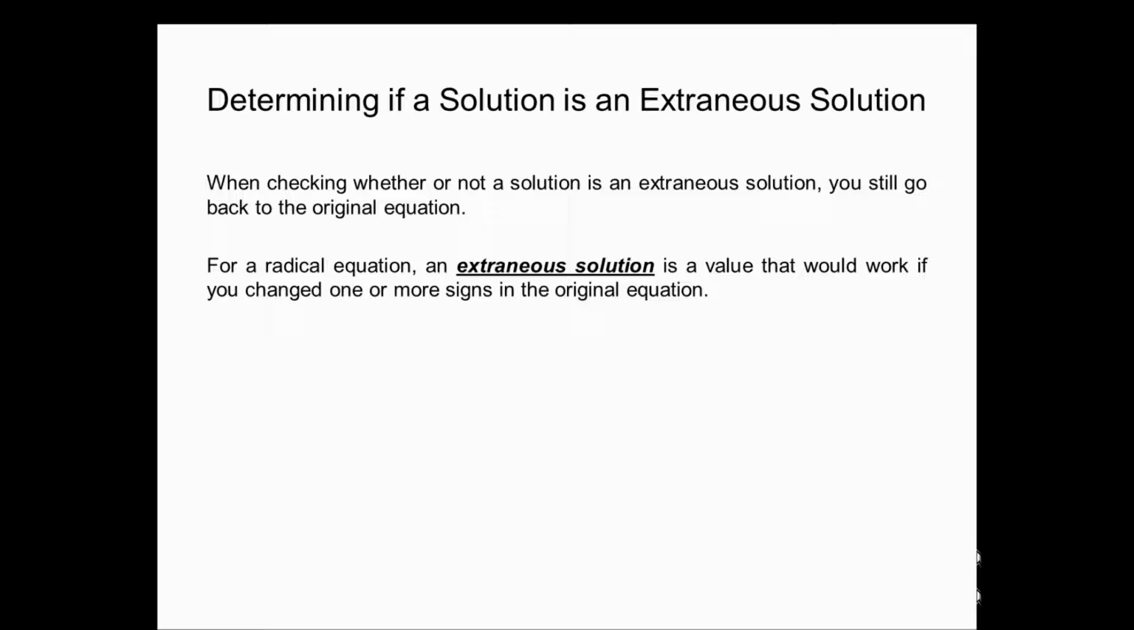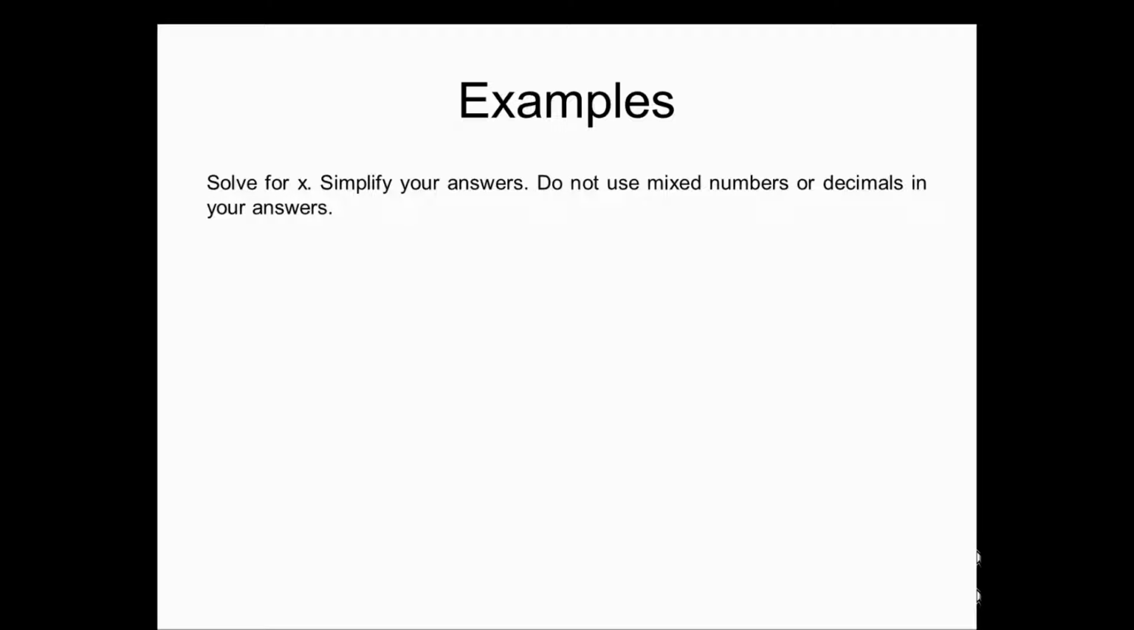For a radical equation, an extraneous solution is a value that would work. Remember, it's not working right now, but it would work if you changed one or more signs in the original equation. Quite frankly, I've never had a situation where you had to change more than just one sign to make it work. So if no matter how many signs you change it doesn't work, that's an error. For an extraneous solution, typically all you need to do is change one sign.